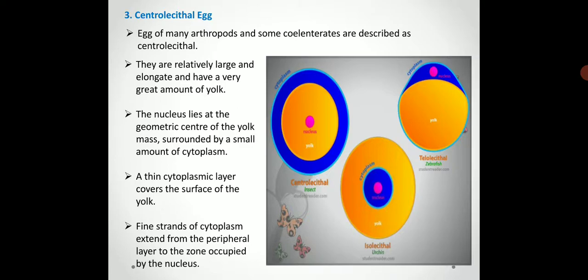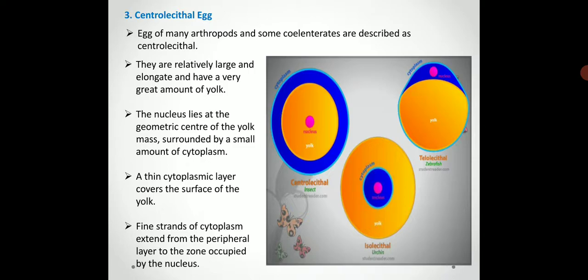Here the word centro means center. The eggs of many arthropods, a very good example being insects, and some of the coelenterates, have Centrolecithal eggs. That means the yolk is concentrated in the center. They are relatively large and elongate and have a very great amount of yolk. In this picture, you can clearly see the nucleus at the geometric center of the yolk mass, surrounded by the cytoplasm. In this picture, the blue color forms the cytoplasm.